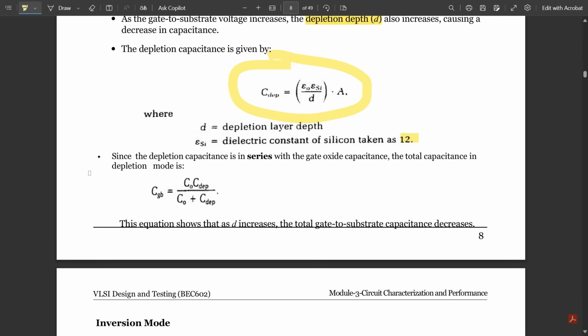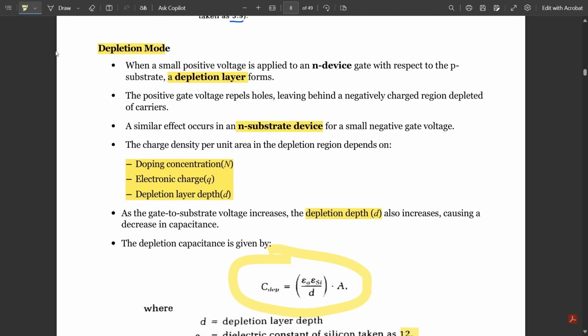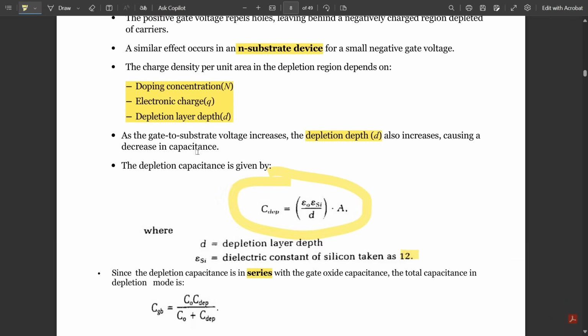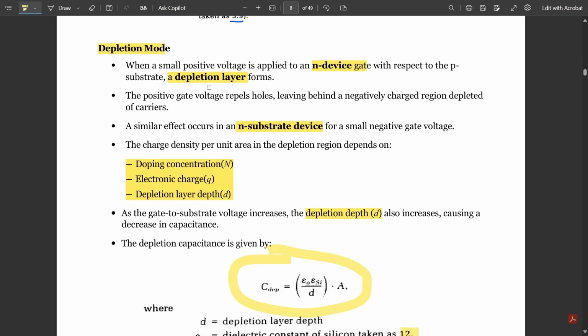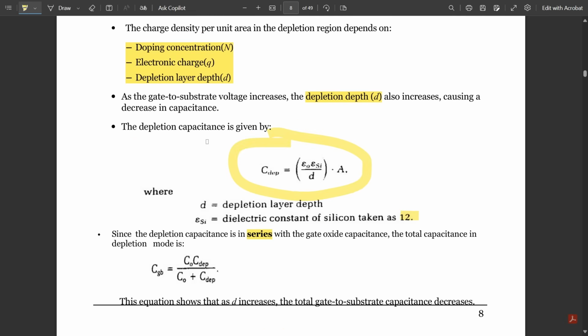Since the depletion capacitance is in series, why is it in series? Because when a small positive voltage is applied to the N device gate with respect to the P substrate, the depletion layer is formed. Since the depletion layer is formed due to the N device gate with respect to the P substrate, that's why the N substrate device would be getting activated.